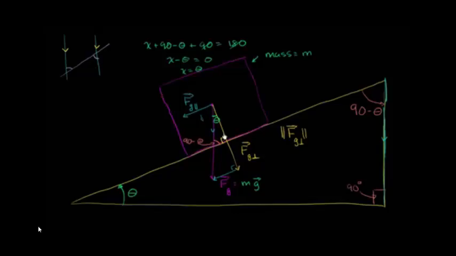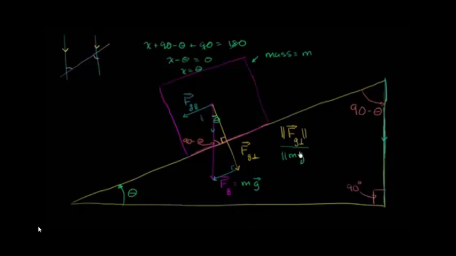So the magnitude of this over the hypotenuse of this right triangle. Well, what is the hypotenuse of this right triangle? It's going to be the magnitude of the total gravitational force, I guess you could say. And so you could say that is mg.